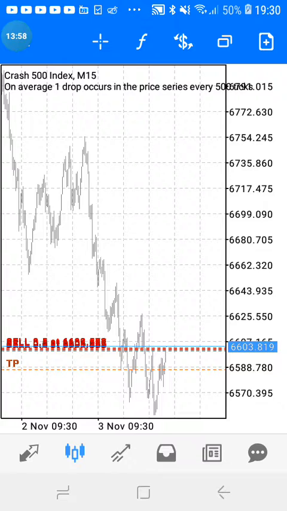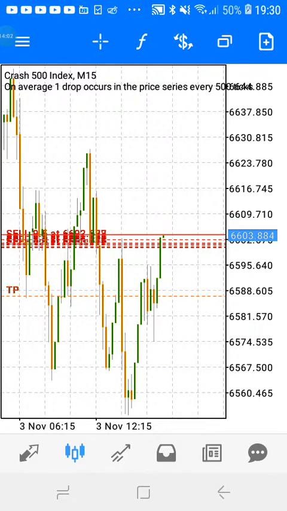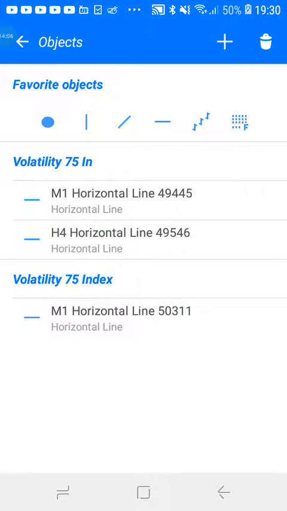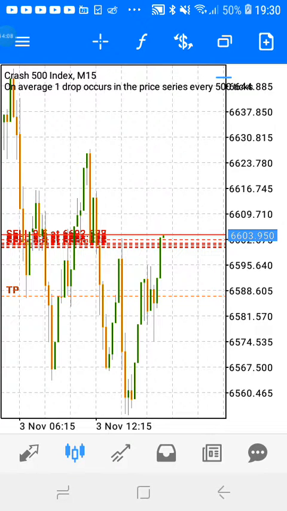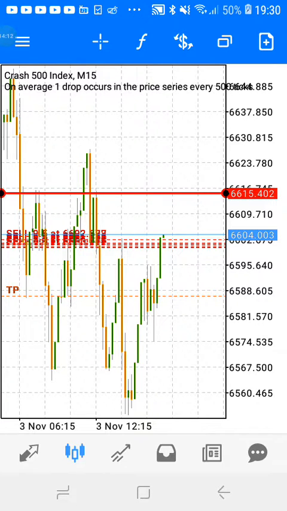Okay, one might ask, what about the 15 minutes time frame? What is it saying there? As you can see, on my 15 minutes time frame, it's buying for now, but when it reaches here, it might fall. This is another strategy now.